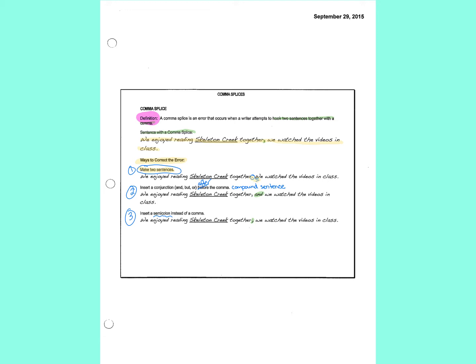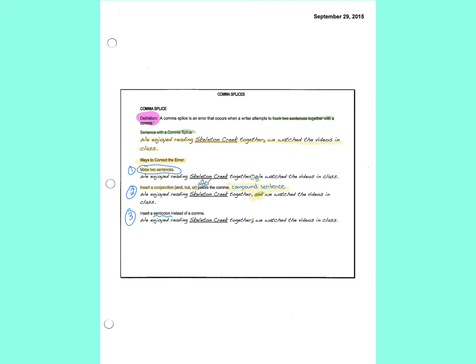The second style is where you need to insert a conjunction. Conjunctions are the words and, or, but. And you're going to include that, or insert that, after the comma. This is actually a compound sentence. So here's your example. We enjoyed reading Skeleton Creek together, and we watched the videos in class. We've been doing this over and over again. This is a compound sentence. It's one of the ways that you can make two sentences come together the correct way.